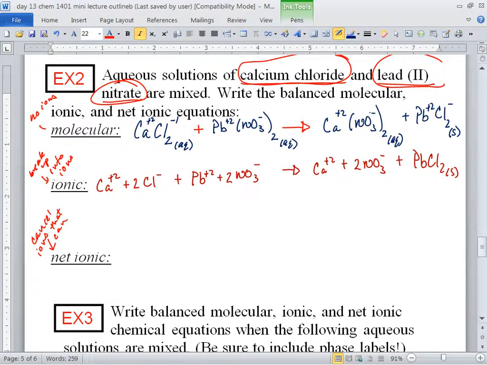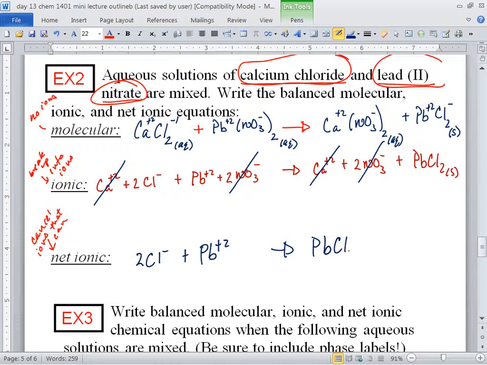Now, can we cancel anything? We're supposed to, in net ionic, you cancel what you can. Are there any ions that you can cancel? See it on both sides. The calcium, good. Is there anything else? Oh yeah, I didn't notice that one. And that's it, right? Okay, so then you just write down what's left over. All that's left over are 2 chlorides, a lead, and on this side, PbCl2.